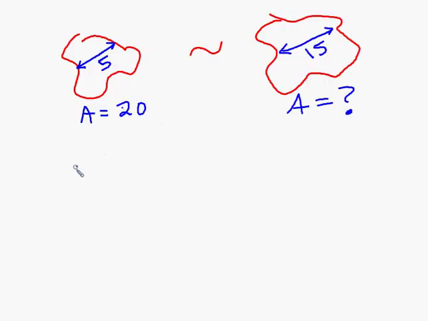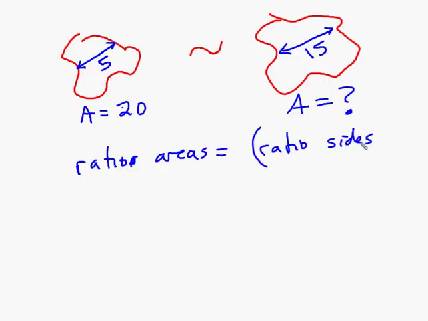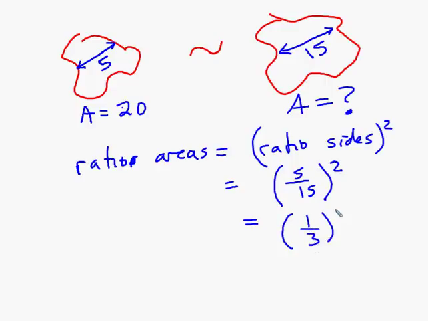So, the ratio of the areas equals what? Ratio of the sides squared. Ratio of the sides, but squared. So the ratio of the sides would be 5 to 15, squared, but I'm going to want to reduce that to 1/3 squared, which is 1/9. Now, this is half the work. I have my ratio, but the area of this thing is not 9.